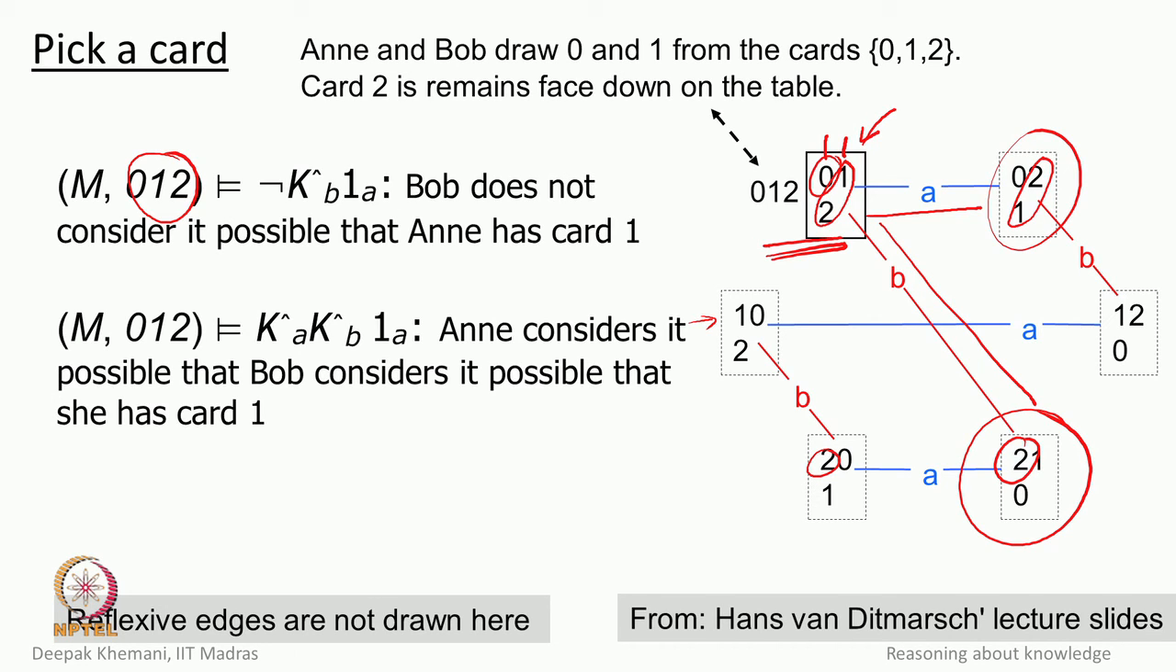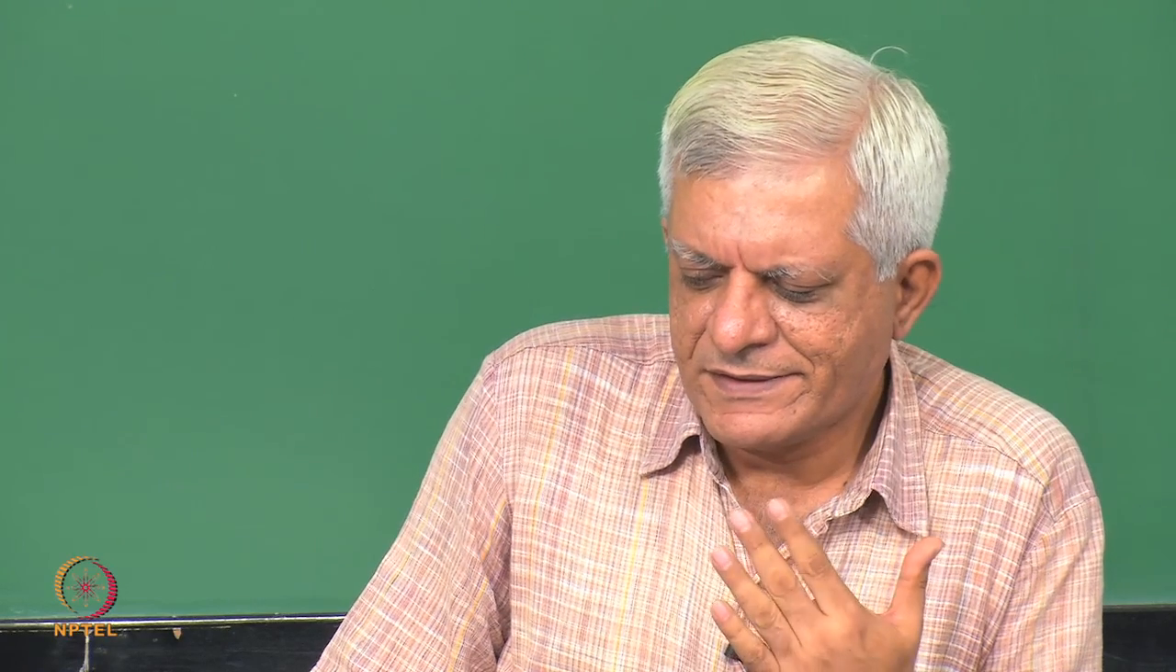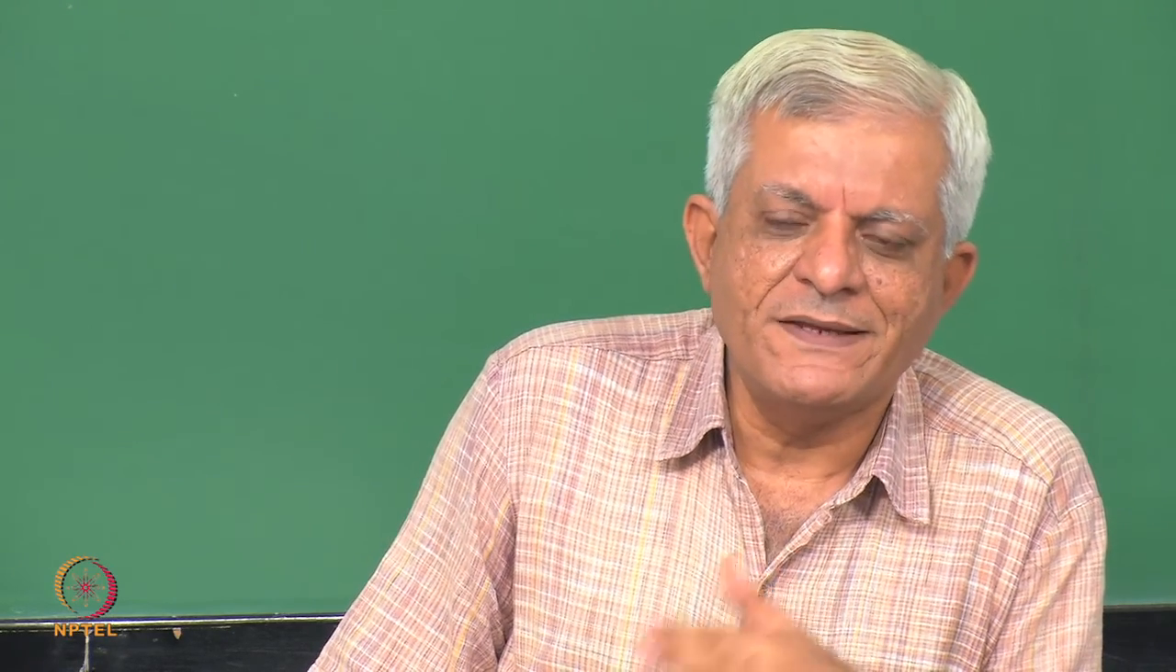Likewise, Annie considers it possible that Bob considers it possible that she has the card 1 essentially. Annie does not know that Bob is holding 1. So, in some sense she considers it possible that Bob thinks that she has got card 1. So, you can sort of go over this formula and try to see why this is true in this given Kripke world essentially. We are only talking about the truth value of formulas given a situation and given a world essentially. So, I will take one more example.